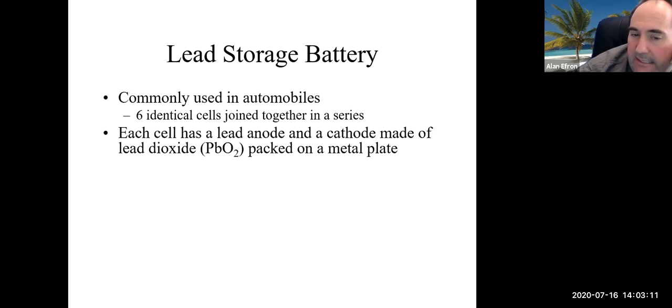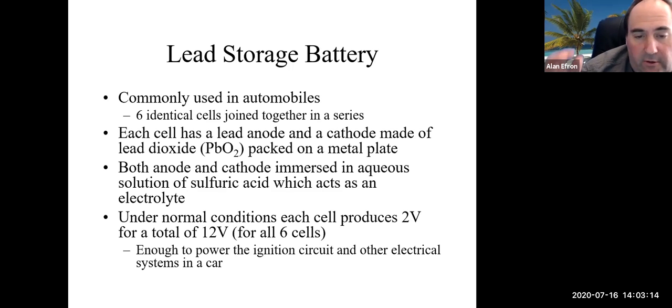A lead storage battery is another type of battery that you're probably familiar with in your car, right? So these are typically the kinds that we would use in cars. And they have 6 identical cells joined together in a series, and each cell gives about 2 volts. So if you got 6 of them, that's your 12 volt battery that you typically need in your car. Both the anode and cathode are immersed in an aqueous sulfuric acid solution. Sulfuric acid also being another strong acid, which means again, it's going to be a very good electrolyte, really acting as sort of the salt bridge there between everything and keeping everything flowing.